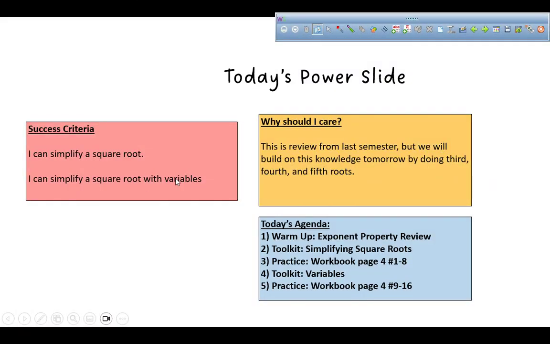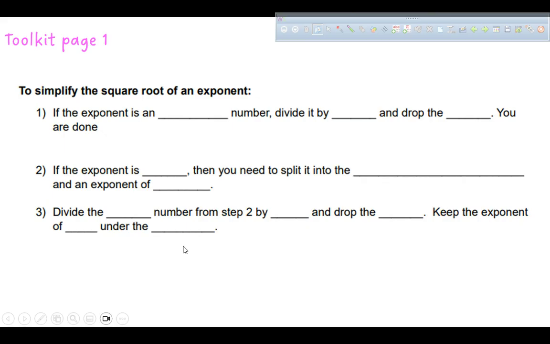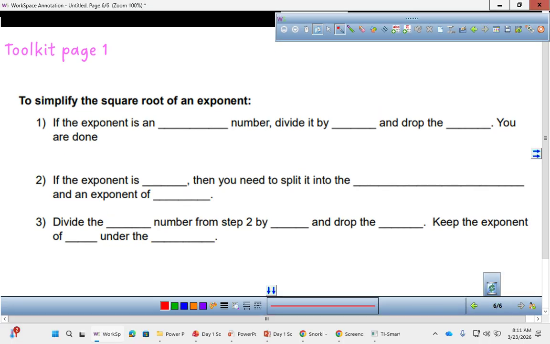All right, the second half of class here, I want to review with you how to simplify variables, okay? I think variables are actually easier than regular numbers because with variables, all you have to be able to do is divide. Specifically, divide by 2, which is a pretty easy thing to do. So if the number is an even number, divide by 2 and drop the root. You are done.